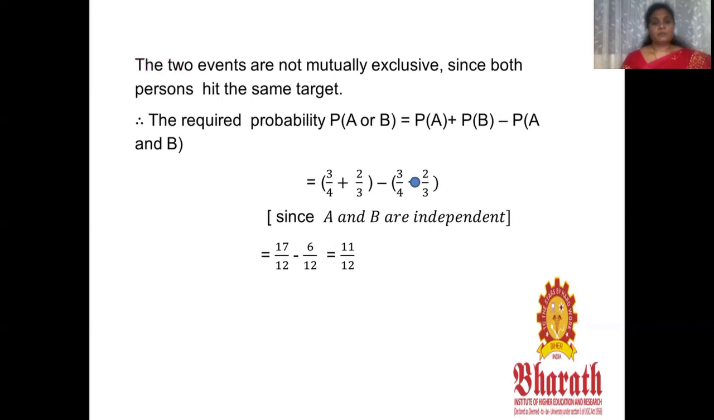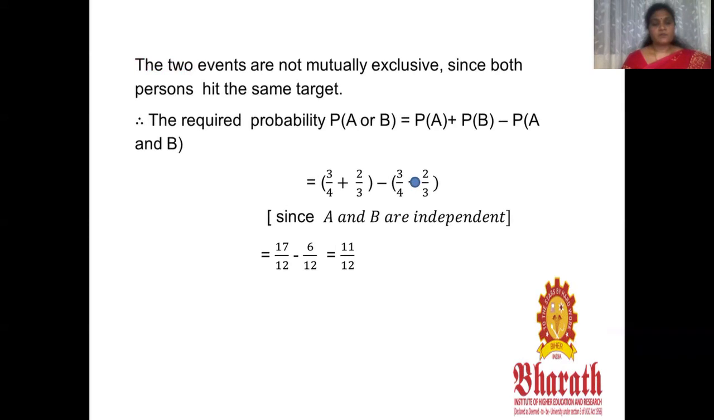So the required probability P of A or B is, according to the formula, P of A plus P of B minus P of A and B, where A and B means multiplication. So that is P of A value, 3 by 4, plus P of B value, 2 by 3, minus P of A and B, which is 3 by 4 into 2 by 3. Since A and B are independent, if you do the calculation, 3 by 4 plus 2 by 3, the answer is 17 by 12.